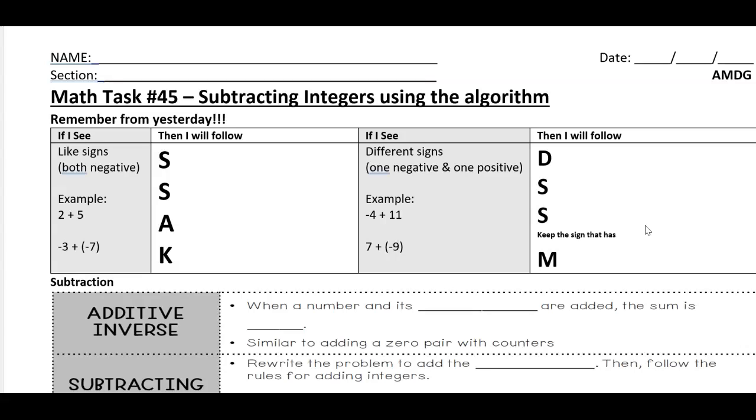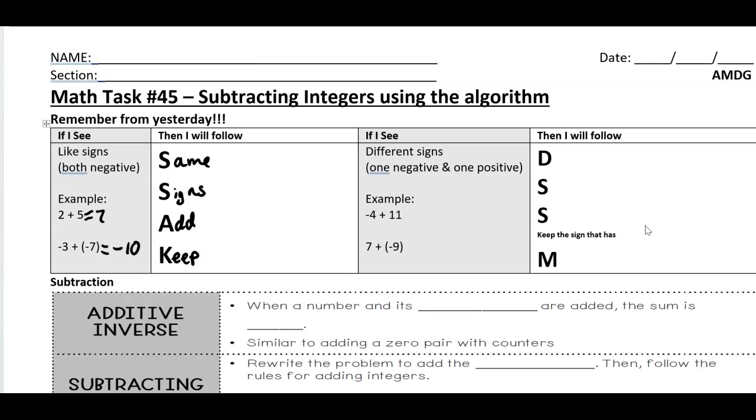So yesterday we learned our algorithms for same signs. We add and keep the sign. So if they are both positive, same sign, we add them, keep the sign, 7. If they are both negative, we add them and keep the sign, negative 10.